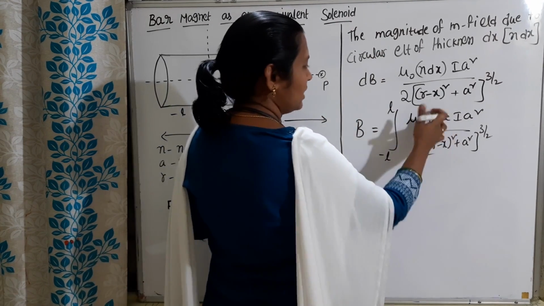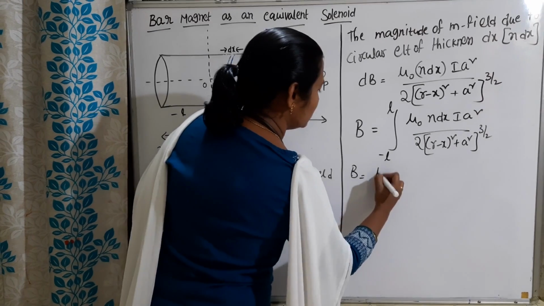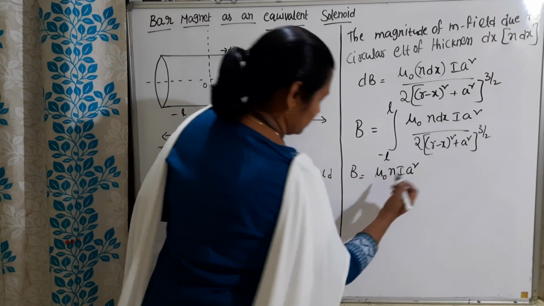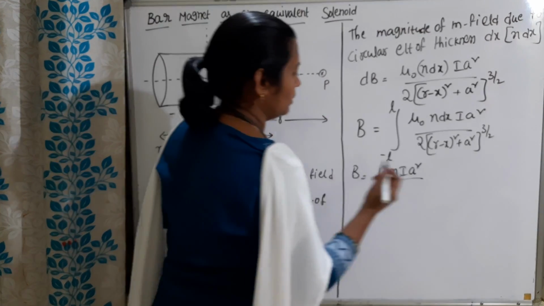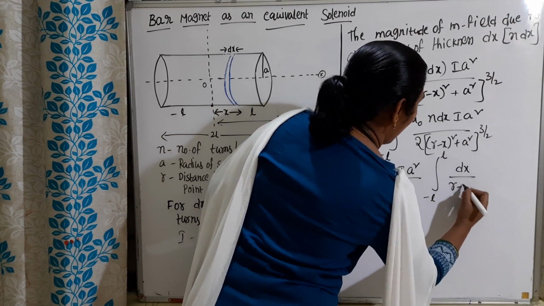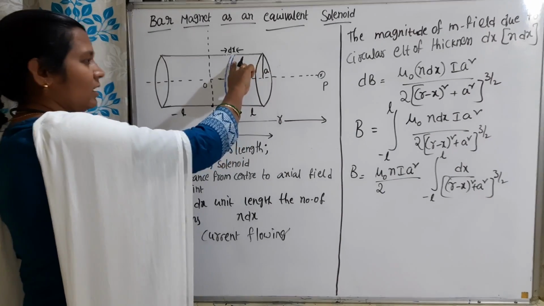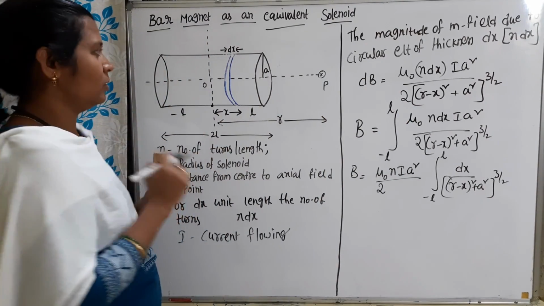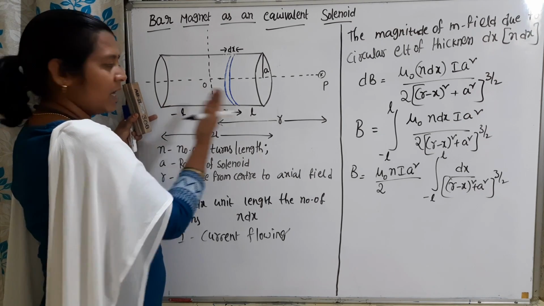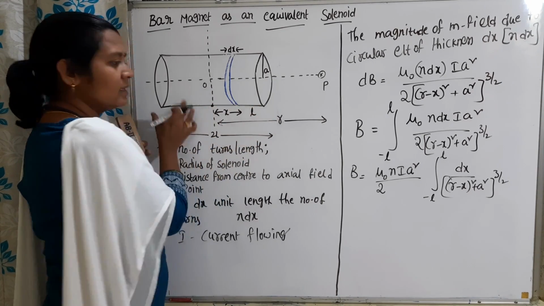We can keep the variables inside the integral and keep constants outside. Mu naught is a constant, the number of turns is constant, the current is constant, and a is the radius of the cross section. So it is mu naught n I a square by 2 times the integral for x from minus L to plus L of dx by (r minus x) whole square plus a square whole power of 3 by 2. For one particular circular element, this is the magnetic field. Summing all the circular elements, the limits are from minus L to plus L, because the total length is 2L.